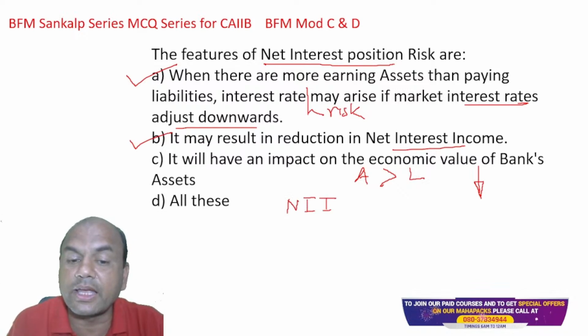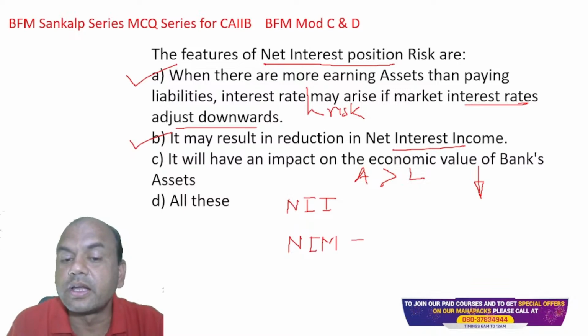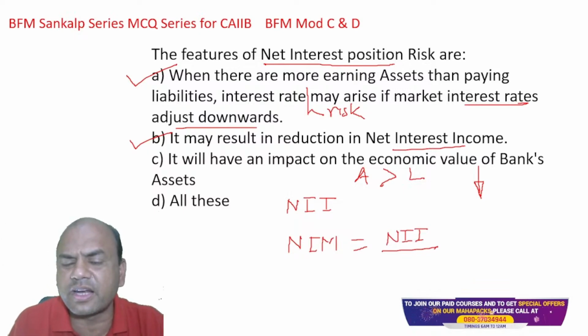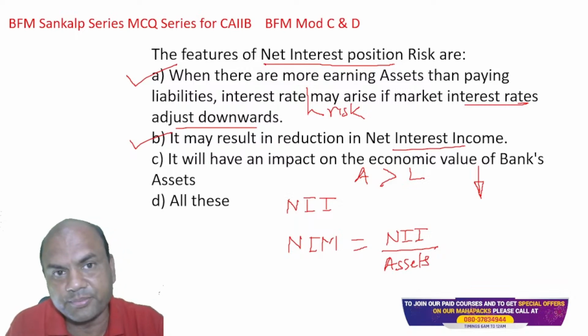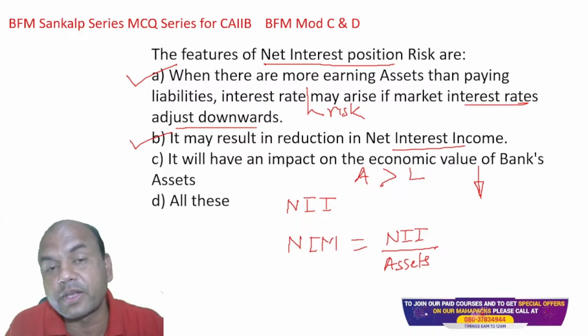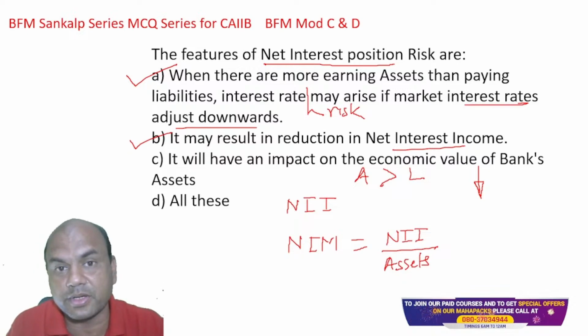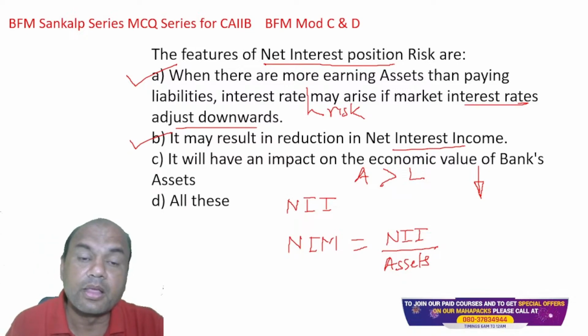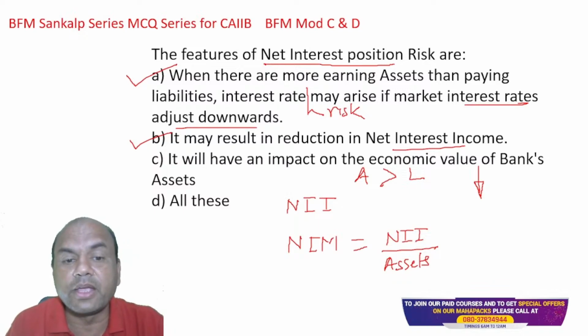Okay, and NIM. What is the difference between these two? NIM equals NII upon earning assets. Actually, you can write it as assets also, but it's actually earning assets, not NPA ones. Okay, so this is NIM, and NII means net interest income, the difference between your liabilities and asset products. That interest earning will have an impact on the economic value of the bank's assets, right?